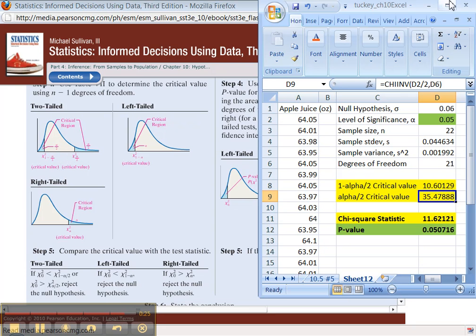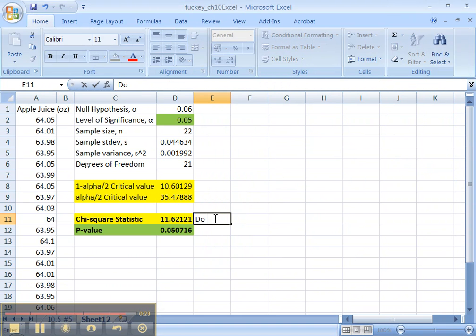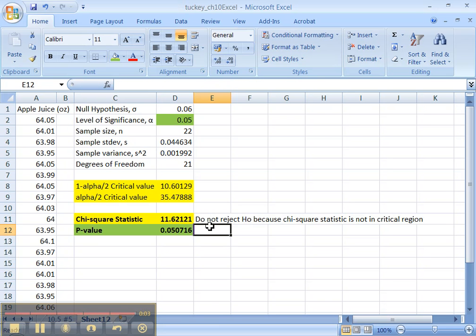So let me type that. We do not reject H naught because the chi-square statistic is not in the rejection region, not in the critical region. That's what it's called, critical region. Lower than the low value, higher than the high value.